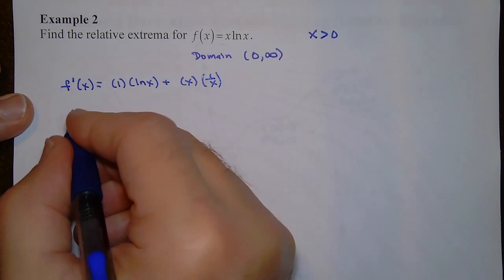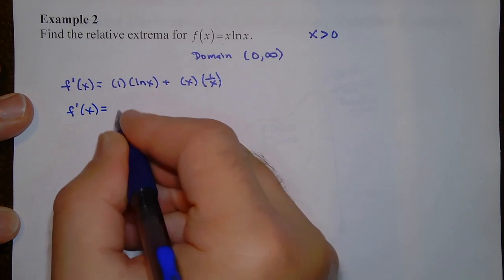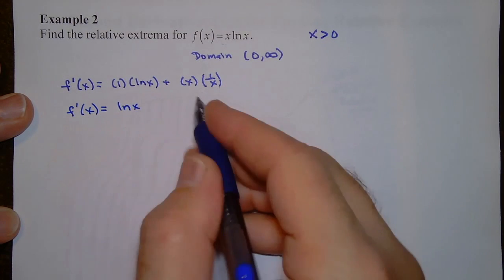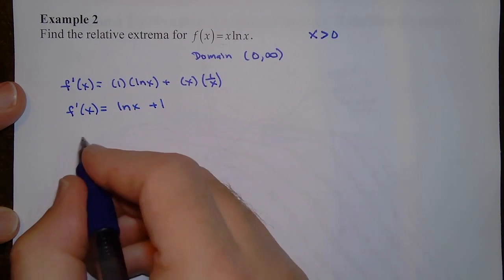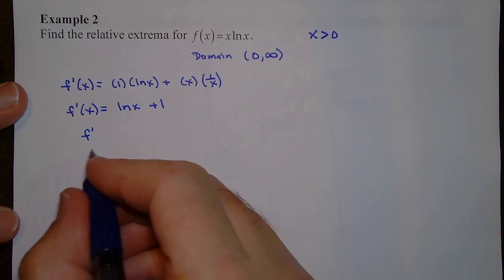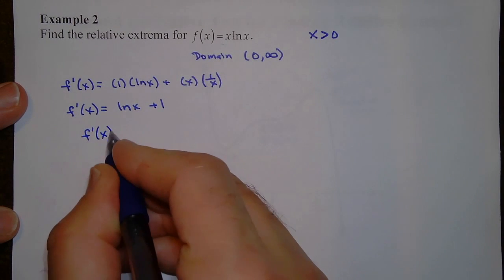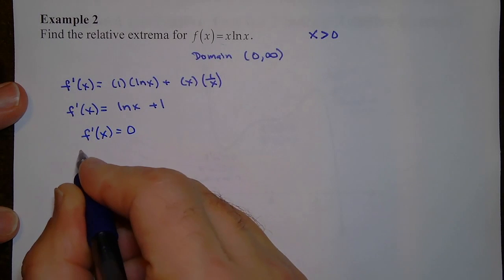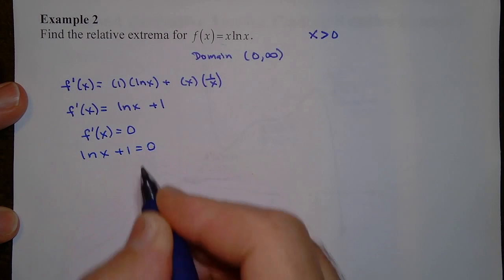Okay, so that means f prime of x is equal to ln of x, and this would be x over x, so that'd be plus 1. So again, I'm going to try to use the second derivative as much as possible. Okay, second derivative test, that is. f prime of x is equal to 0. That would mean the natural log of x plus 1 would have to equal 0.